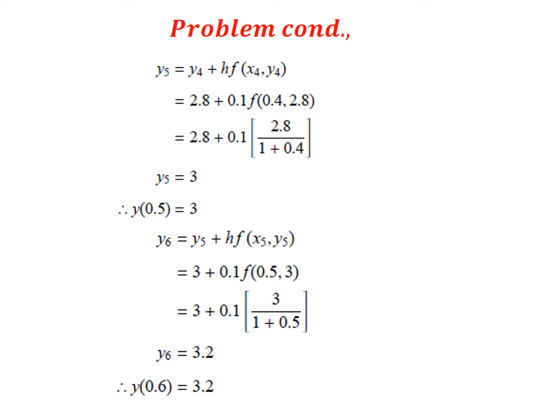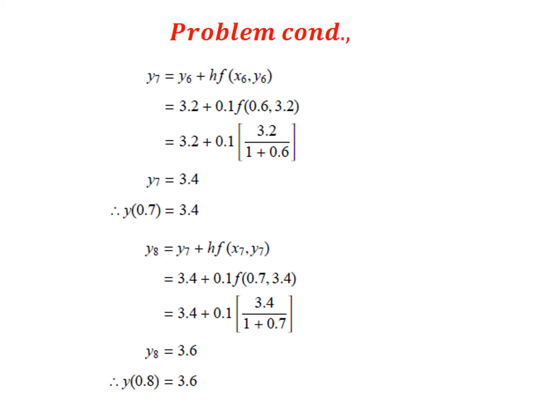Let us move on to y6. Y6 formula is by Euler's algorithm, y5 plus h into f of x5 comma y5. Now I'm replacing all those things. I will get this structure. For finding this, I'm using the given problem f of x comma y. In place of x and y, I need to replace this particular value. After simplifying all those things, I will get y6 is equal to 3.2. So y6 means y of 0.6.